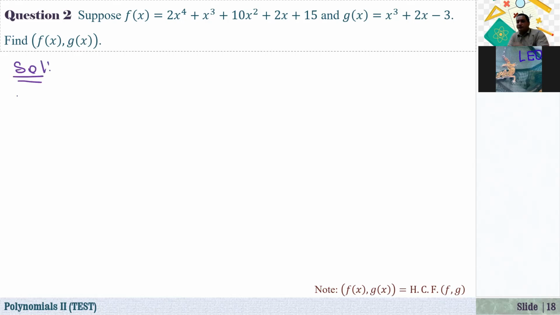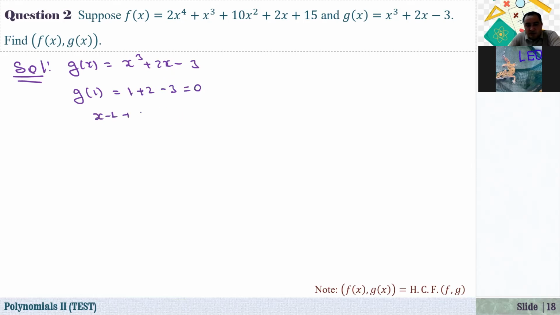So now, let's start with finding the factors of g. As you see here, g of x, how do you find the factors of a cubic polynomial? Here we have x cubed plus 2x minus 3. One way is to guess a number, to define one linear factor. It's easy to see that g of 1 is equal to 1 cubed, which is 1, plus 2 minus 3, equal to 0. So this means that x minus 1 is a factor.